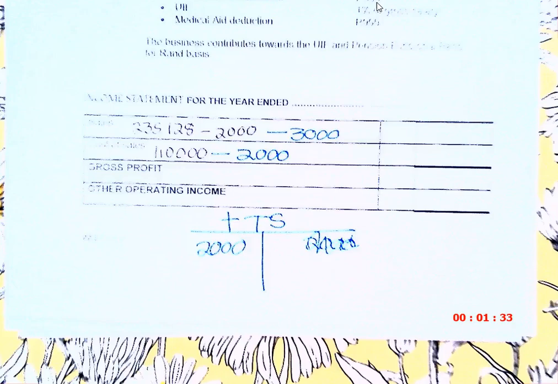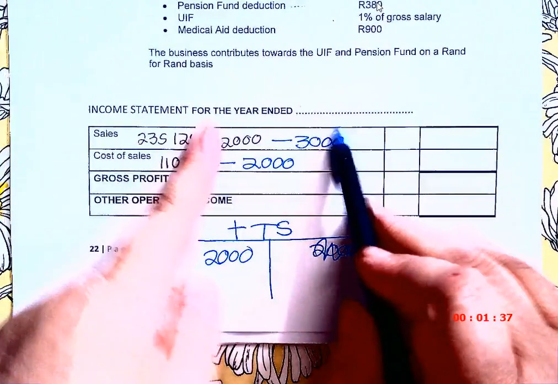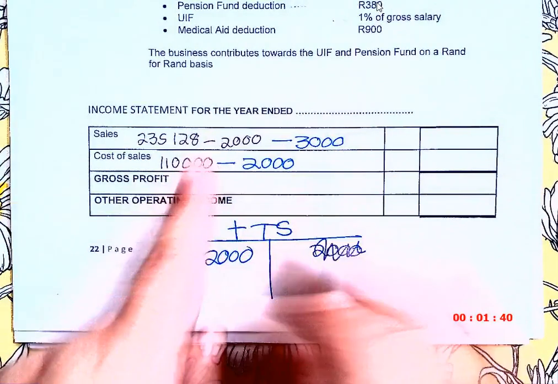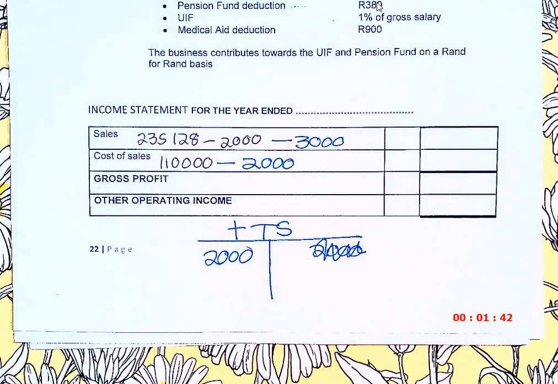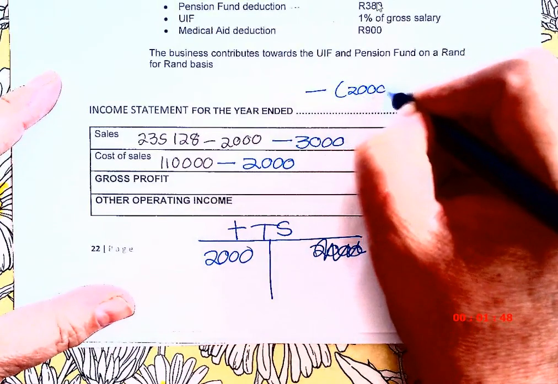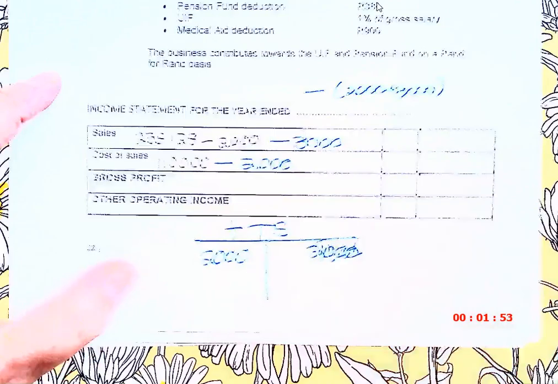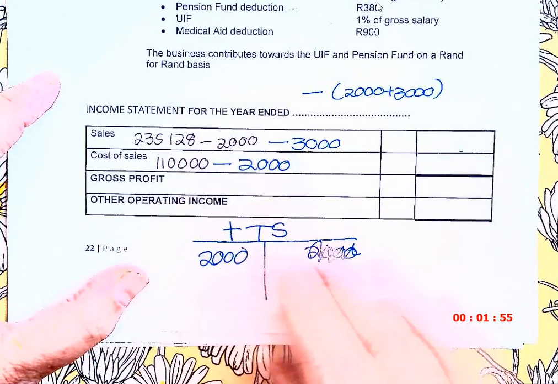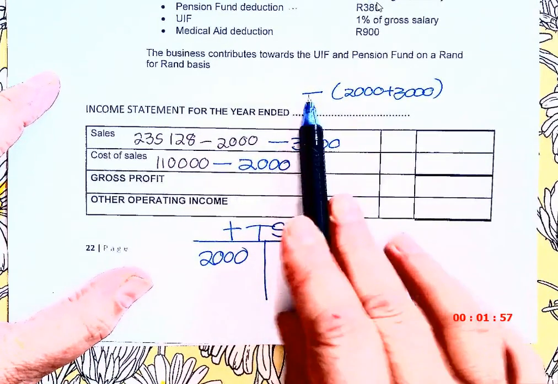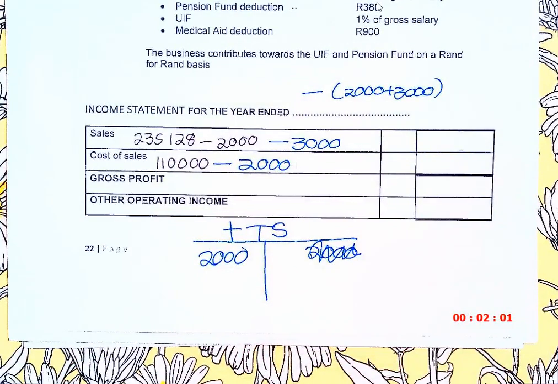But remember, if I add debtor's allowance, it makes my sales less. The other way to write it would be minus 2,000 debtor's allowance plus the 3,000. So it makes my sales less. By doing it this way, I already times in the minus. Is everybody sharp?